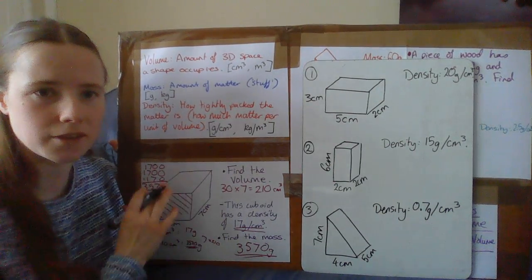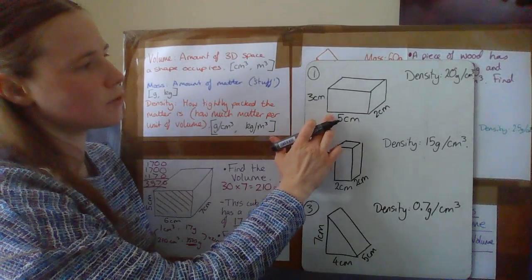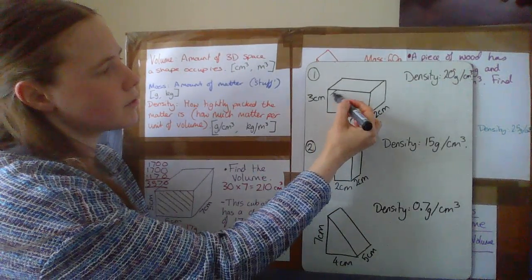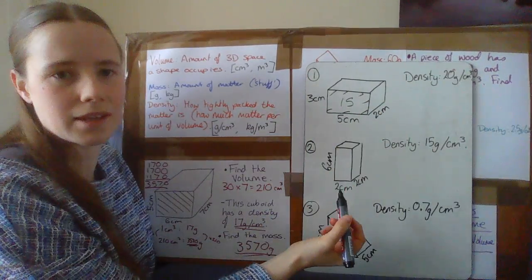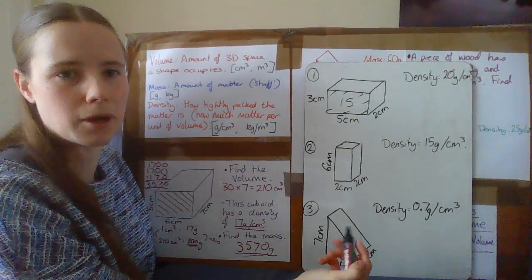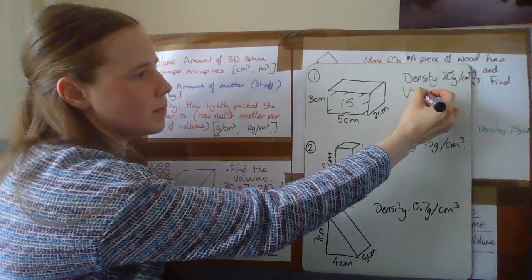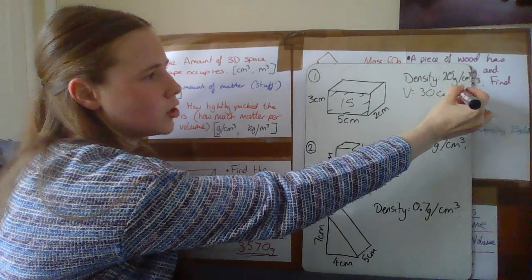Okay, so here are the answers. First of all, for this one, I need to find the volume. So I'm going to do 3 times 5 to get me 15 centimetres squared as the area of this, times that 15 by 2. So the volume is going to be 30 centimetres cubed.